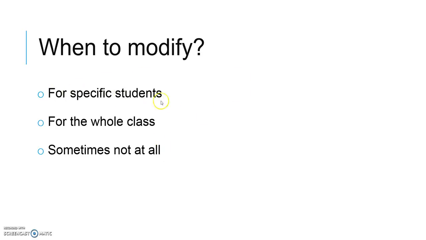So for specific students, what this would look like is that different students in your class would have different versions. So you might have a highly modified document for one group, a midway modified document for another group, and then another document that's not modified very much at all. When you modify for the whole class, the entire class will have the same document, and sometimes you might find that the documents on the website are already modified enough for your kids, so sometimes you might not even need to modify at all.